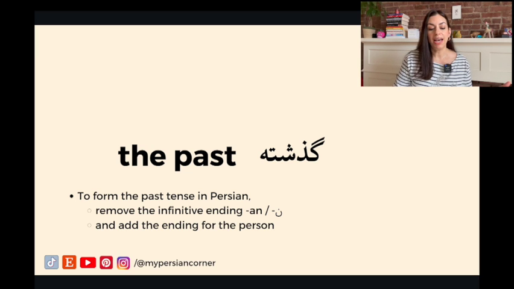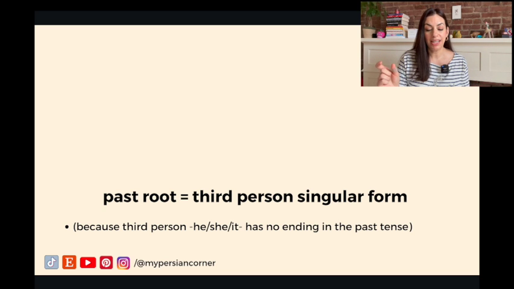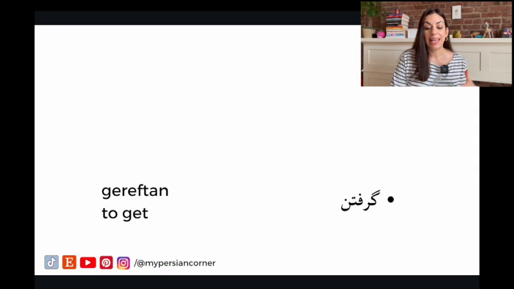So to form the past, we remove that infinitive ending an, and we're left with the root of the past tense. And then we just add the ending for the person. So the past root, as I mentioned, is essentially the third person singular form, like we saw with the example bud, because there is no ending, right? So let's look at some examples.